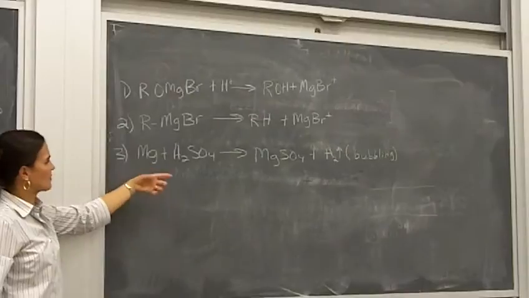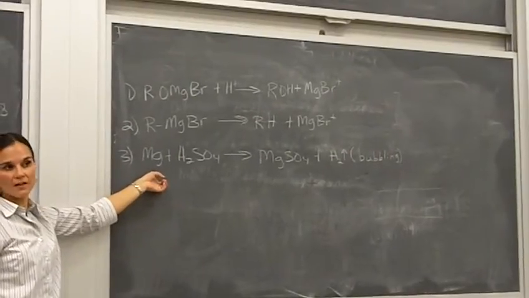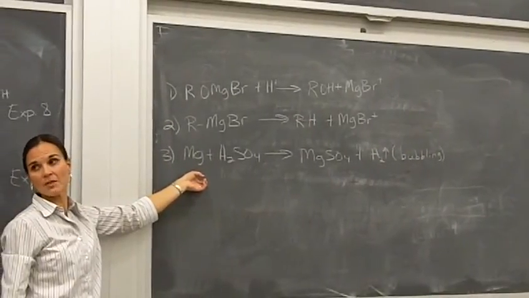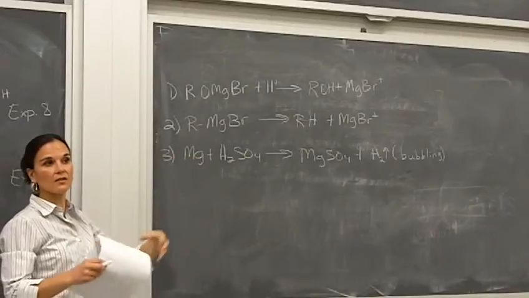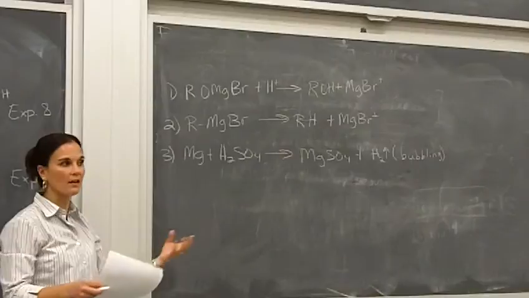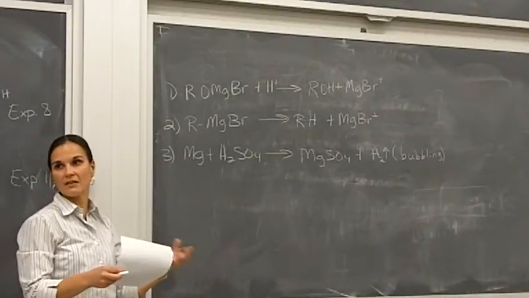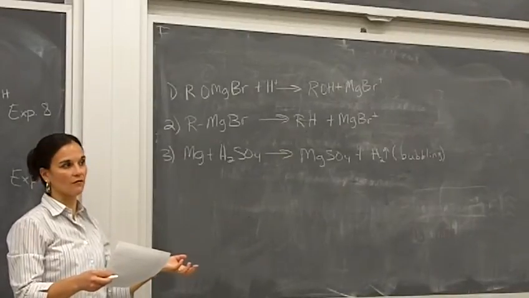Now, this magnesium sulfate is a white solid, so what you may see, depending on how much magnesium you have, as you're adding the sulfuric acid, things are getting kind of thick with solid, and you're seeing visual evidence of that solid forming.